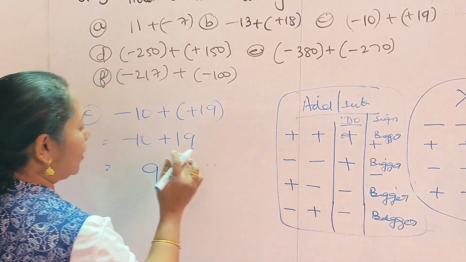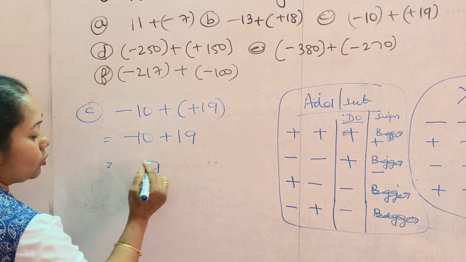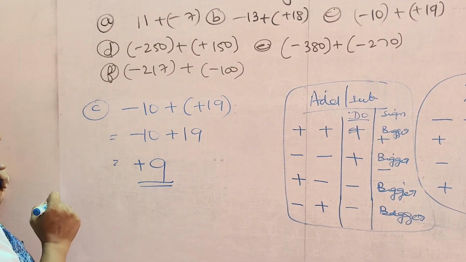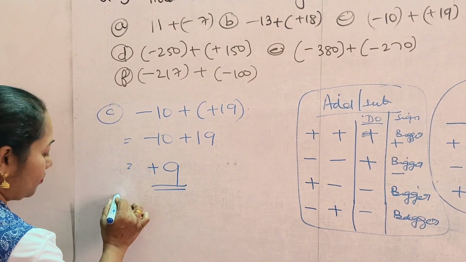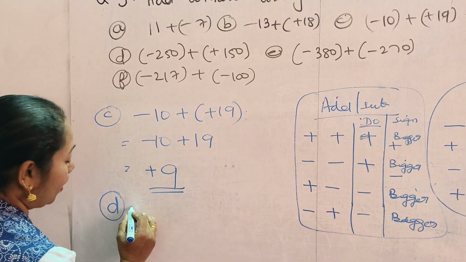And bigger number, that is 19, sign is plus. So we will put the sign as plus. That is, the answer is plus 9. Now the question number D.